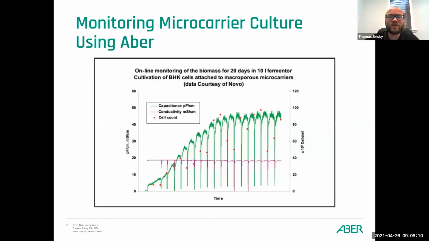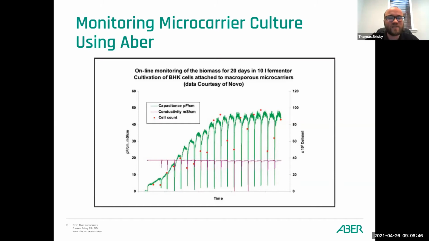Interestingly, the agitation was stopped at regular intervals such that all microcarriers along with the cells dropped to the bottom of the vessel, and this meant they were no longer in the measurement field of the Aber probe, which caused the capacitance to drop immediately. Once the carriers were at the bottom, all of the spent media was flushed out and fresh media was pumped in. The agitation was started again, the cells come back into the measurement field and grow in the fresh media, which is again reflected by the capacitance signal.